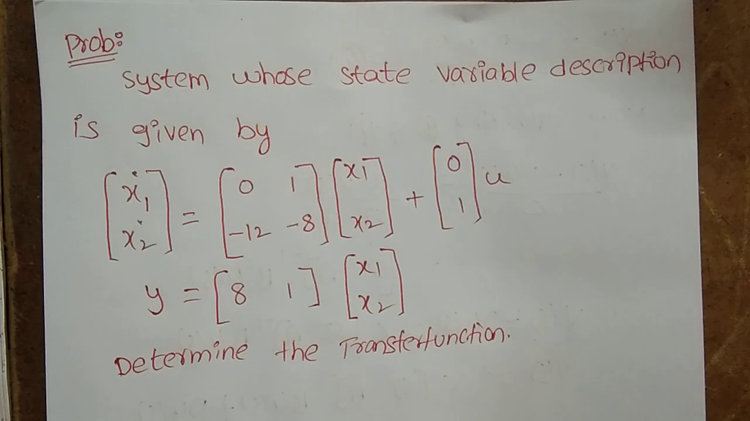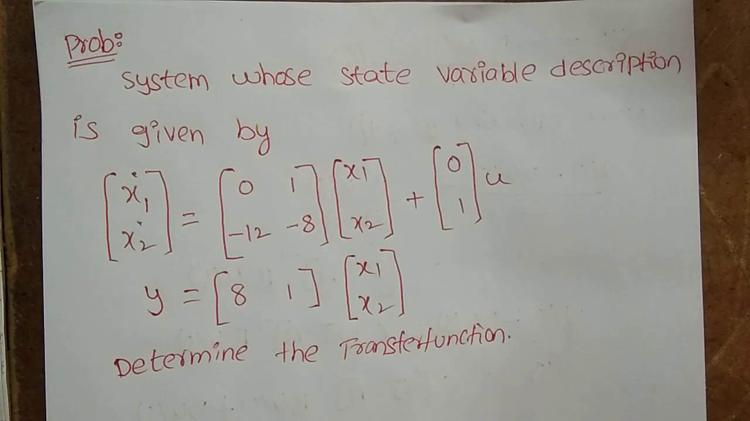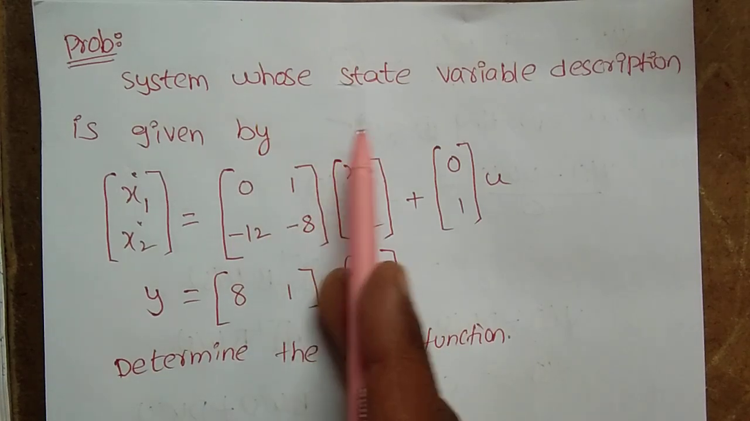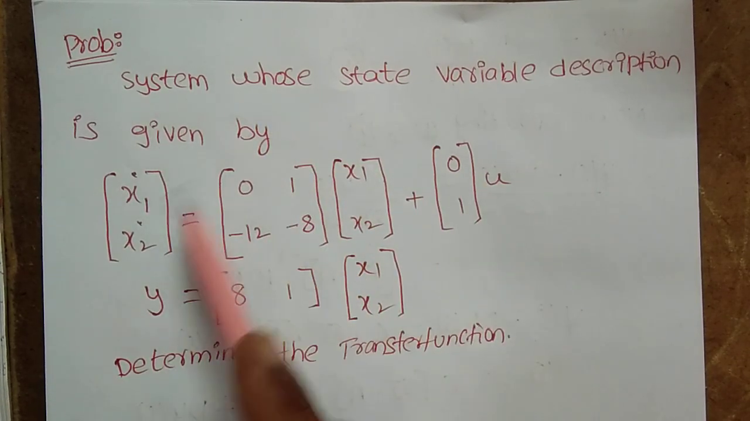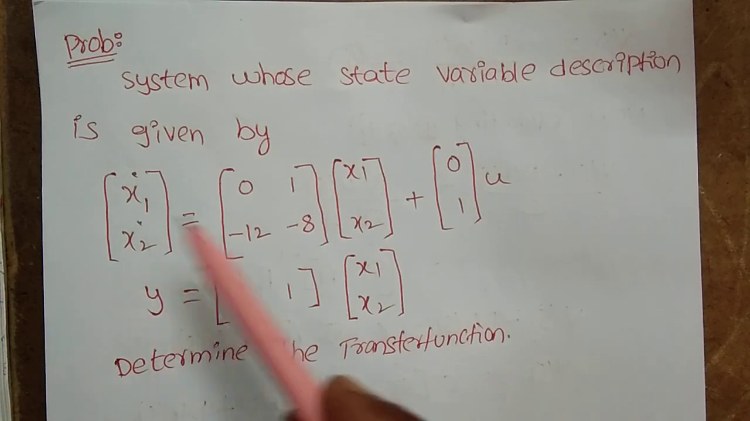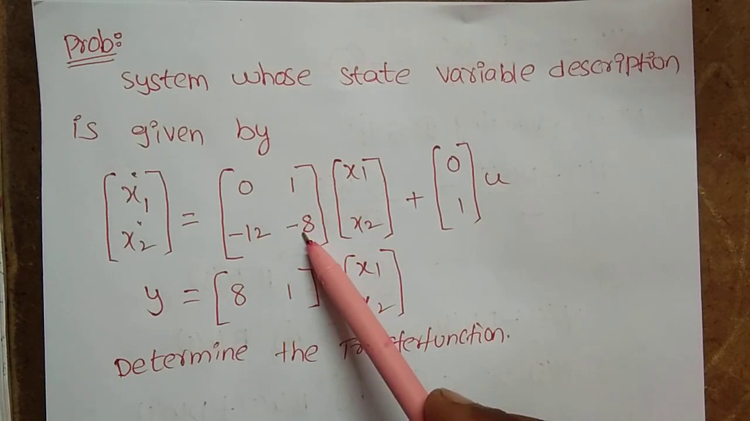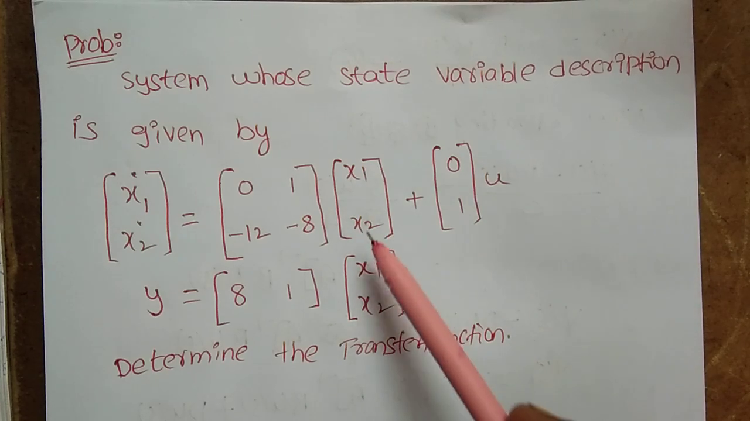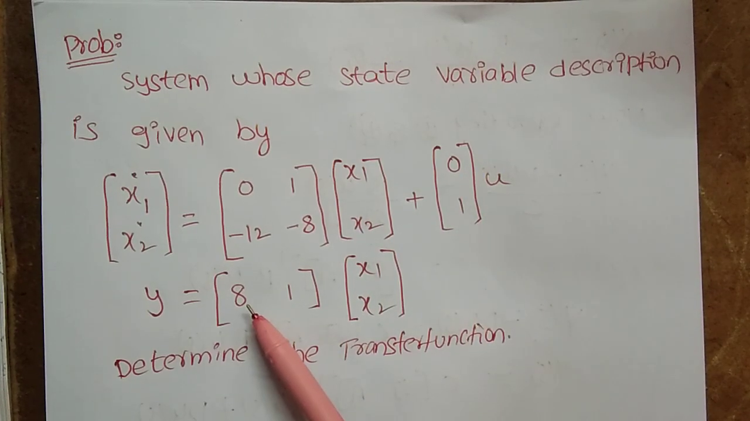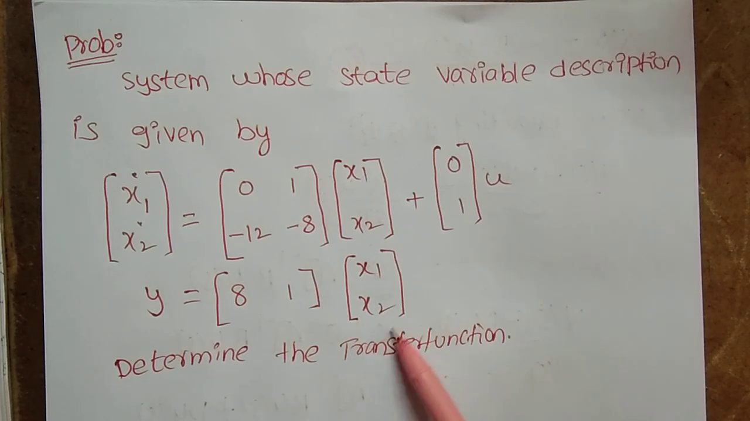Good morning students. In this section, we will see how to determine the transfer function by using the given equations. The problem is: a system whose state variable description is given by x1 dot, x2 dot equal to [0 1; -12 -8] [x1; x2] plus [0; 1] u, and y is equal to [8 1] [x1; x2]. Determine the transfer function.